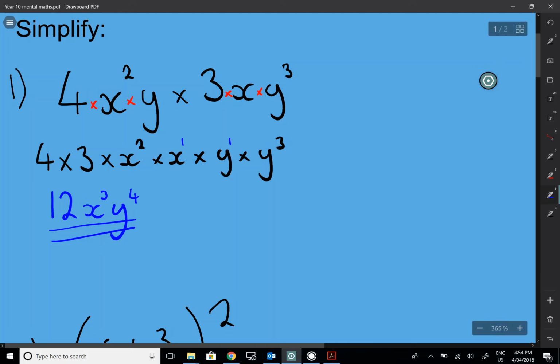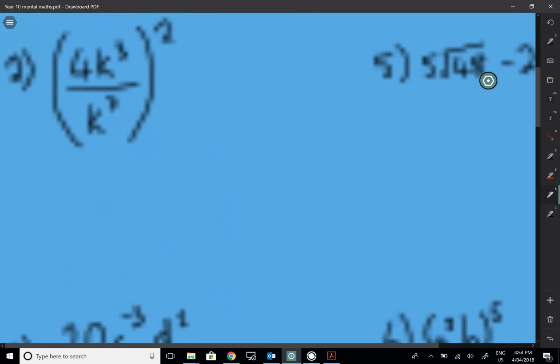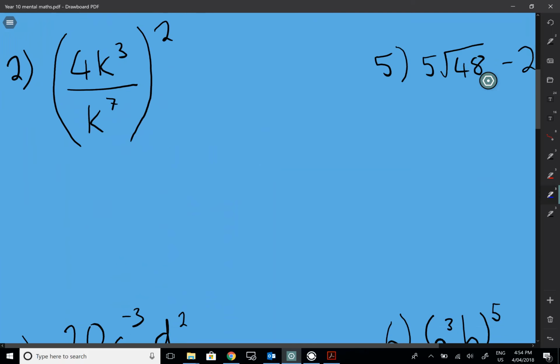We then just scroll down to have a look at question 2. I'm just going to zoom out a little bit. We have 4k cubed over k to the power of 7, all to the power of 2. Now what I'm going to do, I'm going to apply this power of 2, this one here. Remember that needs to get applied to the 4, to the k, and to this k here as well. So that actually changes this to be 4 squared and then k to the 3 times 2 over k to the 7 times 2.